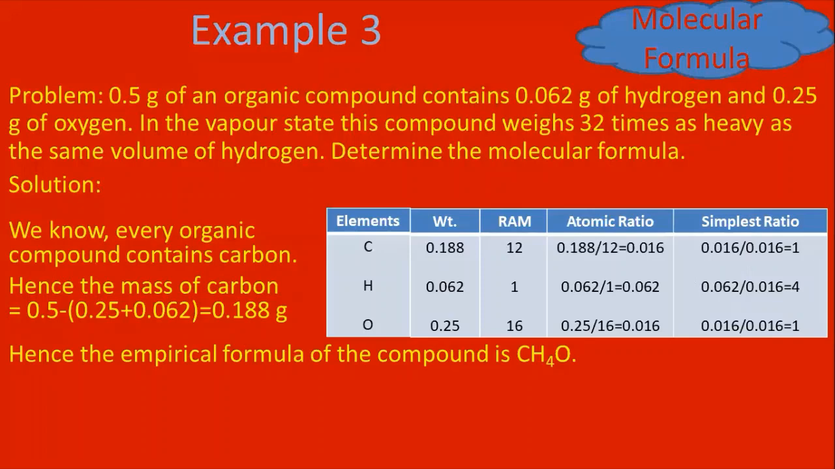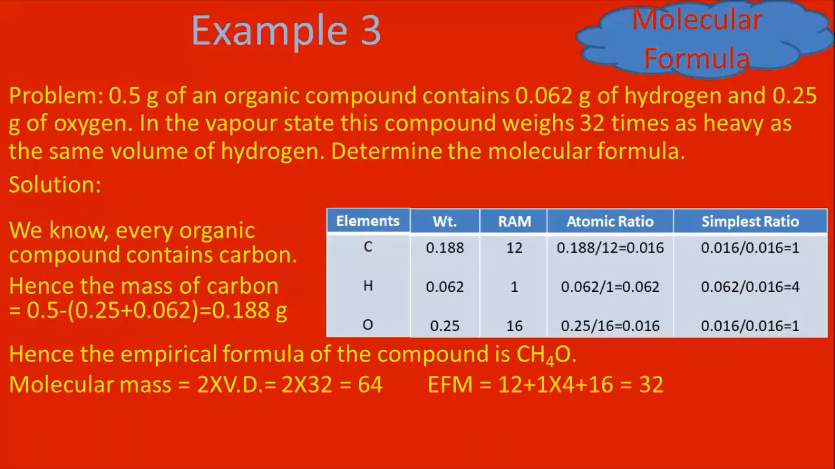Okay. Now the molecular mass you can see in the question. The question reads like this: in the vapor state, this compound weighs 32 times as heavy as the same volume of hydrogen. That is nothing but the vapor density. So the vapor density is given as 32. Now molecular mass is equal to vapor density into 2, that is 32 into 2, equal to 64. And empirical formula mass we can calculate from the empirical formula. CH4O, 12 plus 1 into 4 plus 16 is equal to 32. Now n is equal to molecular mass divided by empirical formula mass. So that is equal to 2.